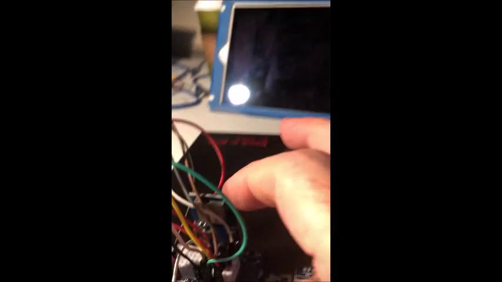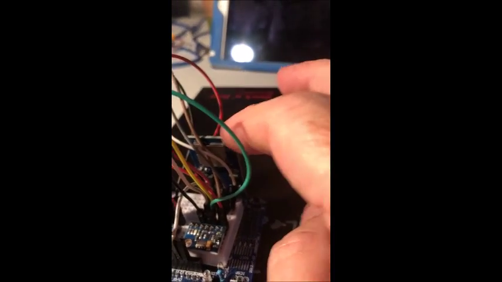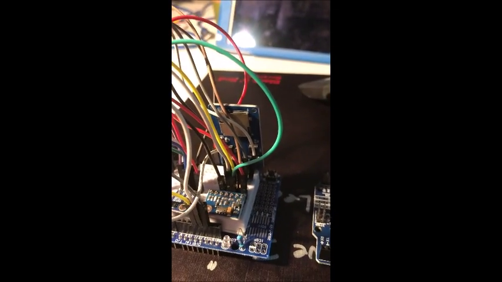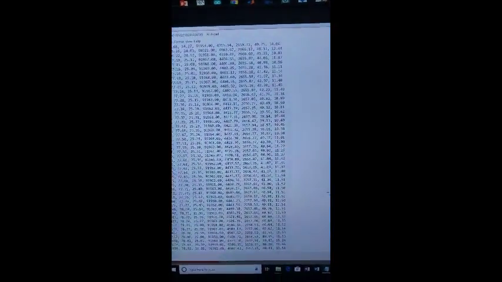And then on this board I also have a micro SD card adapter, so all of this information gets saved onto an SD card. And then I take that SD card and plug it into this little adapter and put it in my laptop, and then this is the kind of information that it spits back to me.